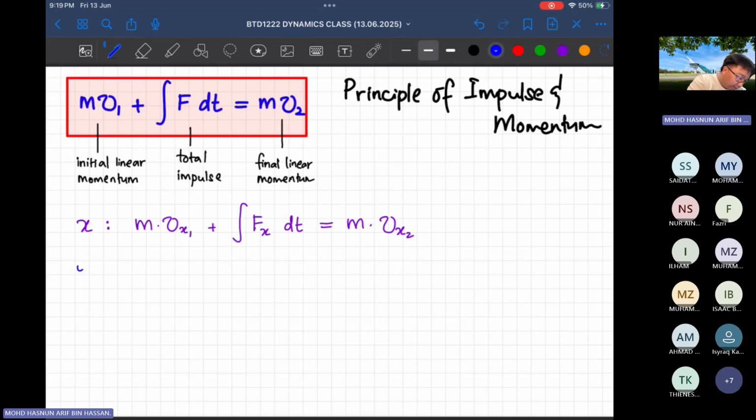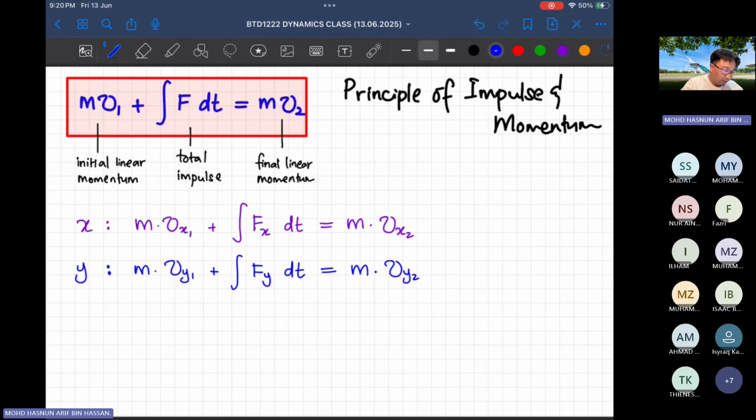Now for the y-axis, we can write the same equation: m times vy1 plus the integration of the total force in the y-axis, Fy dt, is equal to m times vy2.